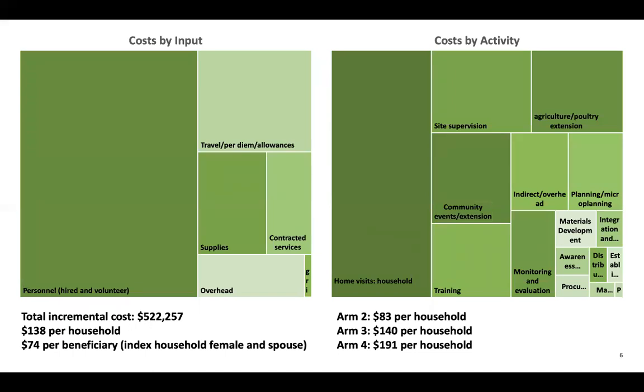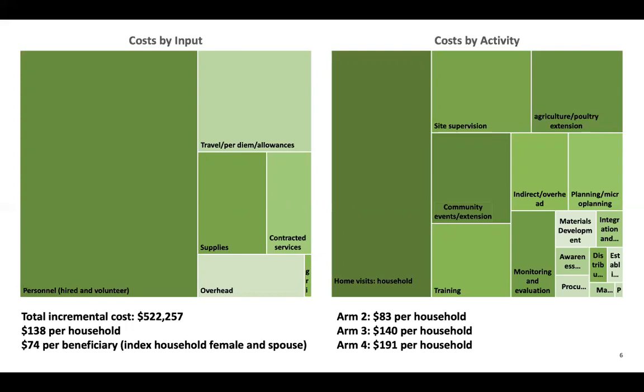What you are seeing here is the summary of our results. The total incremental cost of TRAIN from the period of October 2016 to April 2019 was approximately $522,000. This is equivalent to $138 per household, or $74 per beneficiary. This is only considering the indexed household female and their spouse.